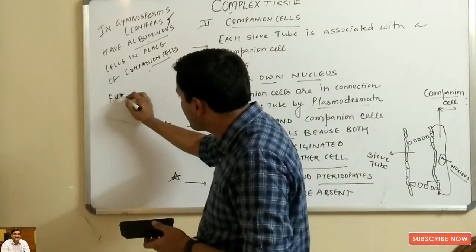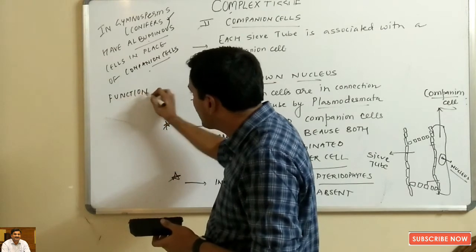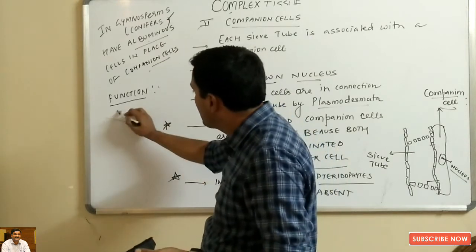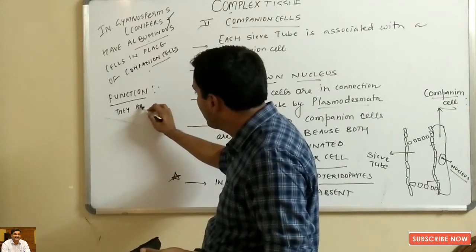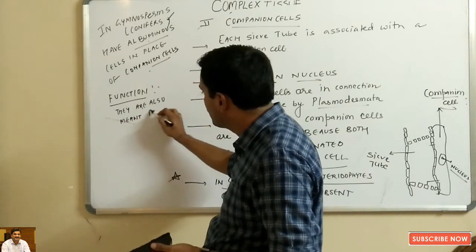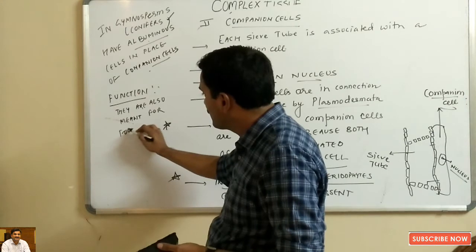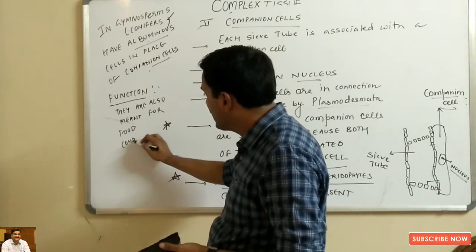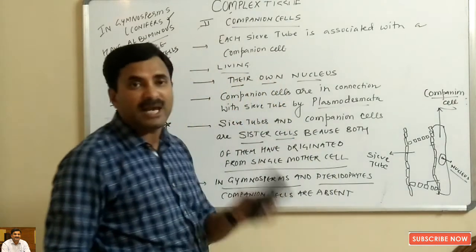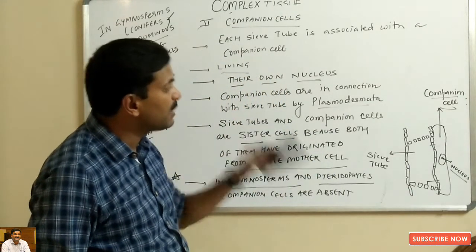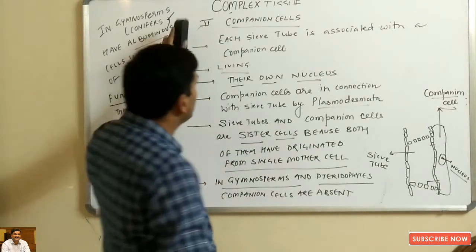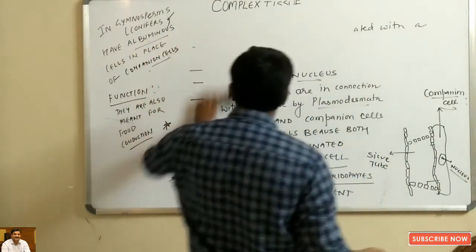Now, what is the chief function of the companion cell? As they are the part of the phloem, they are also meant for food conduction. And they are not only controlling their own activities with the help of their nucleus, but the nucleus of the companion cell is also controlling the activity of the sieve tubes. Okay, so students, this was the explanation of the companion cell.